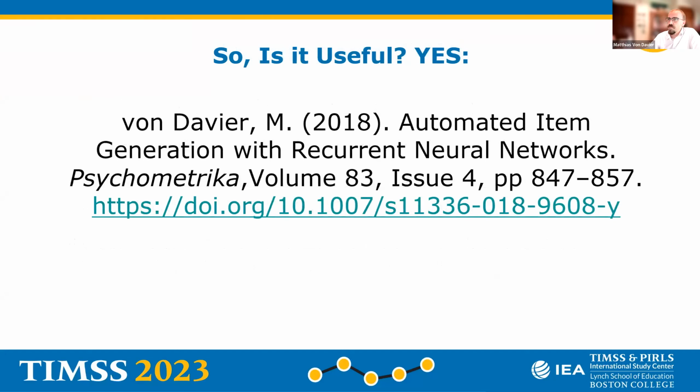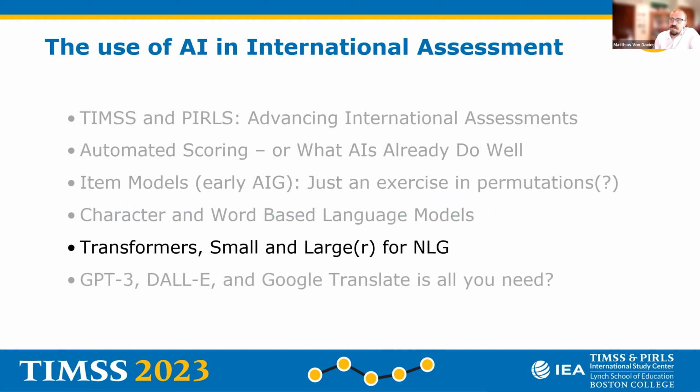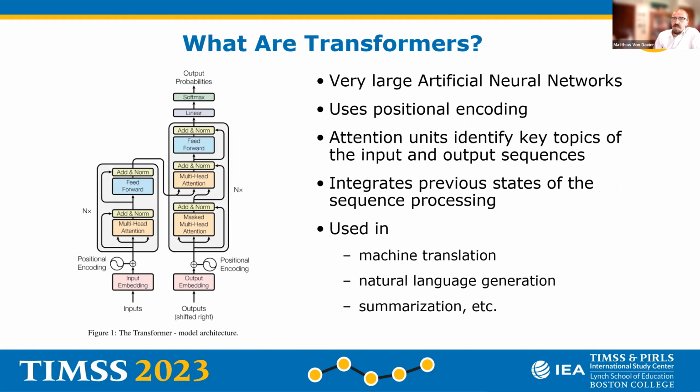I got this published, which was nice. But since then, the field has made such incredibly great strides that these recurrent neural networks are far behind us. Nobody's using them anymore, even for translation or for language generation, because now we have transformers. Transformers are incredibly big artificial neural networks.